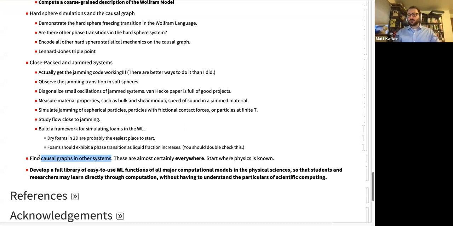These things are going to be everywhere. The causal graph, the hard sphere system, is basically the first place that we looked. And in some sense, its causal graph is screaming to be discovered. I mean, it took a long time, and it took Stephen to have the insight to ask this question, but I suspect that many classical, at least, many-body physical systems are going to have causal graphs associated with them. So go out and find them.